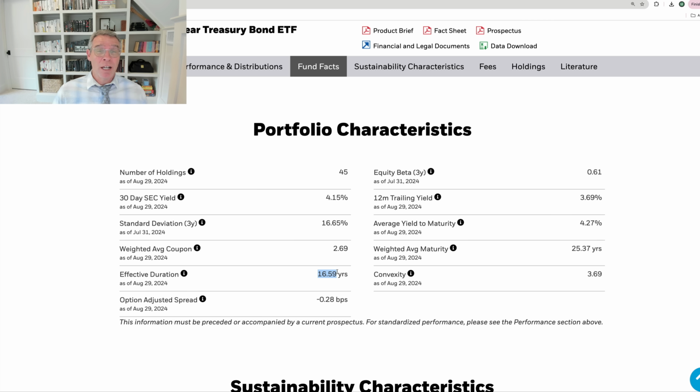Similarly, if rates went up to 6.25 to 6.5%, you could expect to see a 16.59% decrease in the price of TLT. Now, there are some important points to cover when it comes to long-term bond funds versus the Fed changing rates, short-term interest rates. We'll cover that at the end of this video. Next, let's go to EDV.